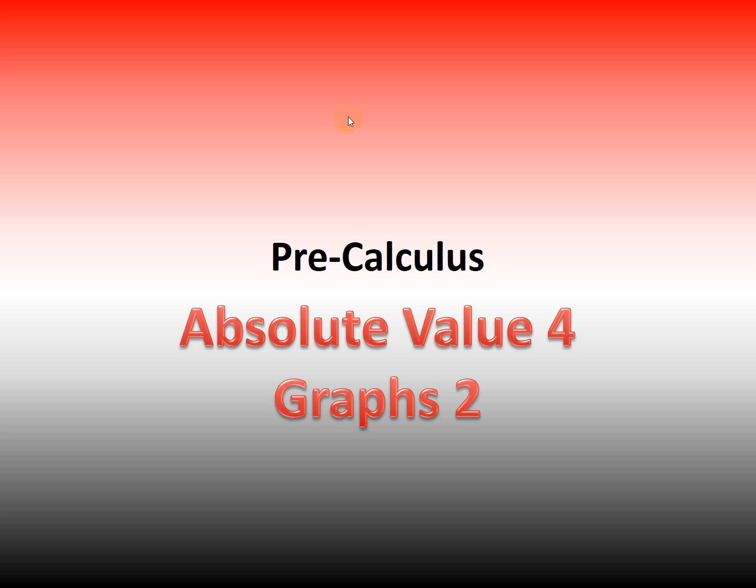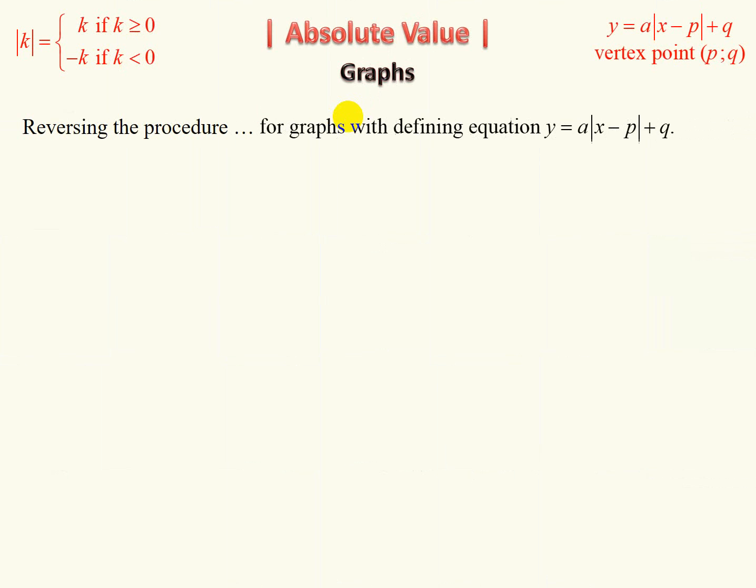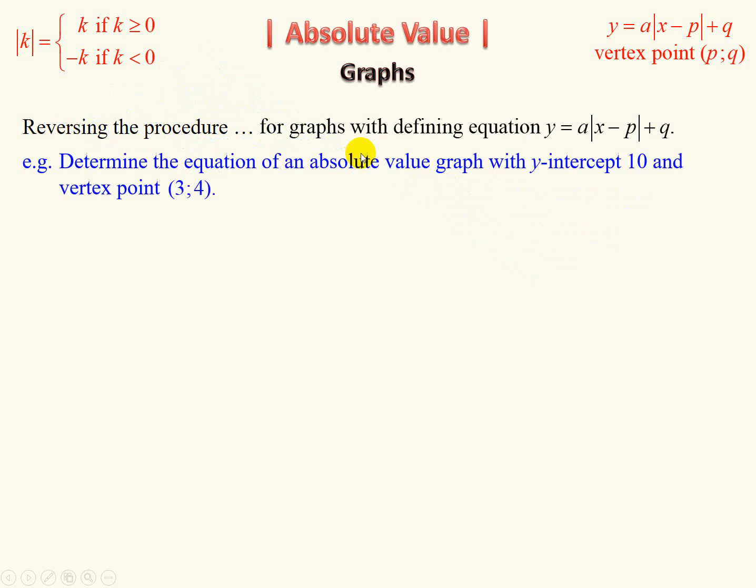Today we continue with the absolute value graphs again. So we're going to reverse the procedure. What we're going to do now is, given the graph, find the defining equation for that graph. And we're sticking to graphs of this form at the moment: y = a|x - p| + q.